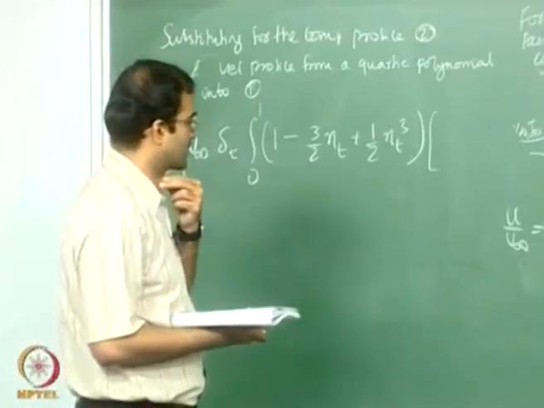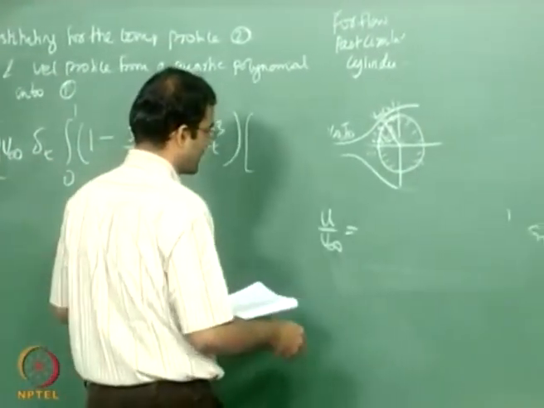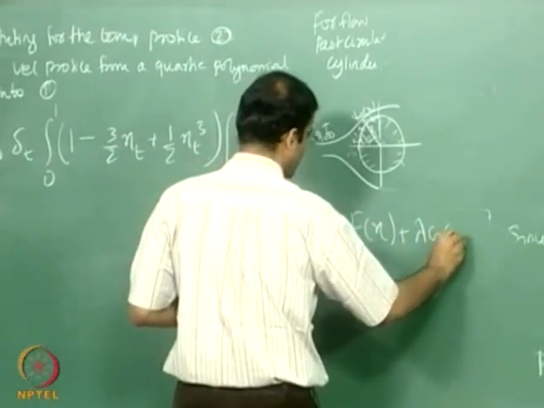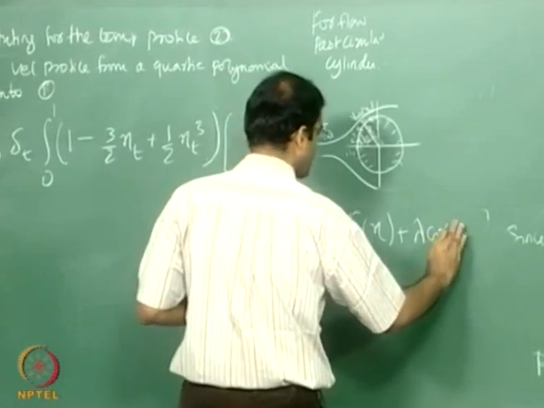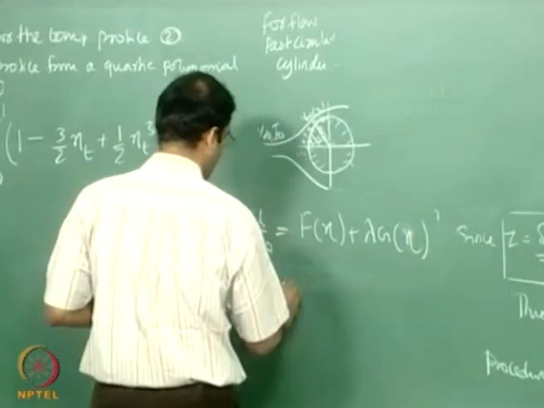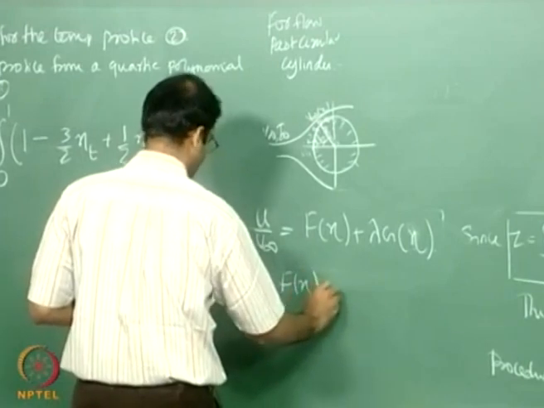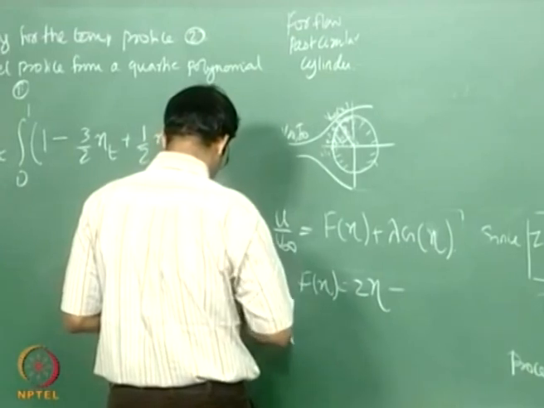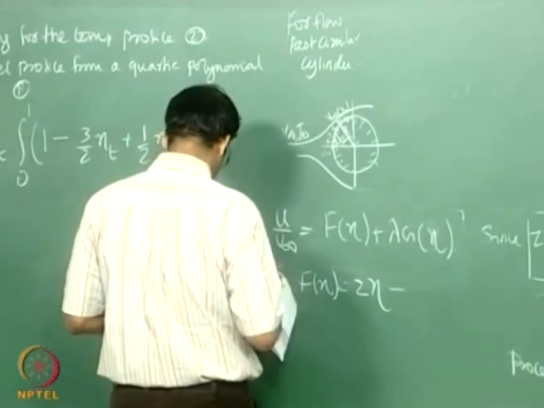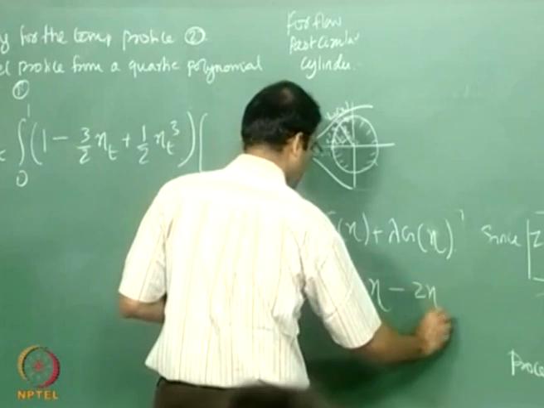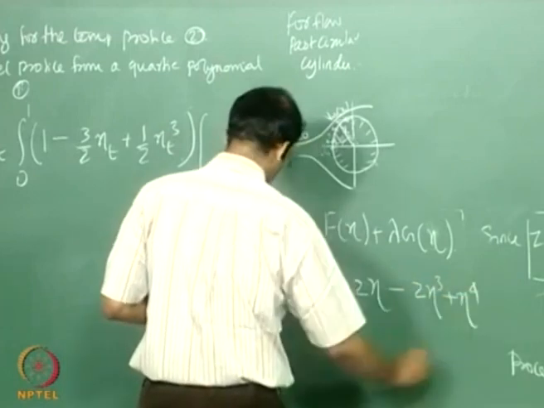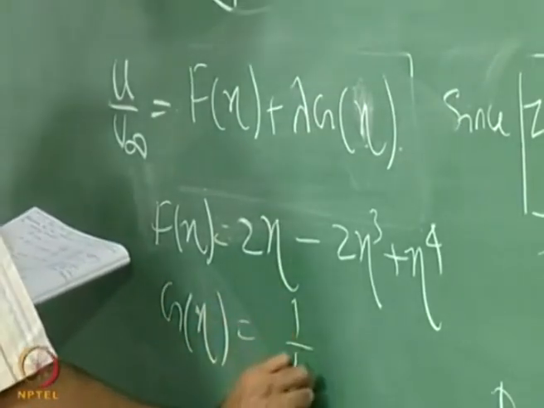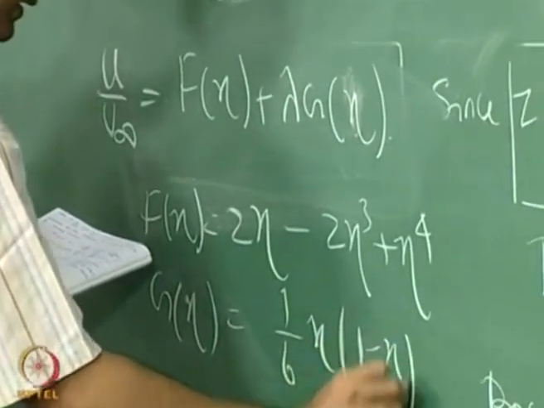Yeah, so if you substitute everything in a compact notation, it was f of eta plus lambda g of eta, right? So where your f of eta was what? Probably 2 eta minus 2 eta cube plus eta power 4. Your g of eta should be 1 by 6 eta into 1 minus eta the whole cube.